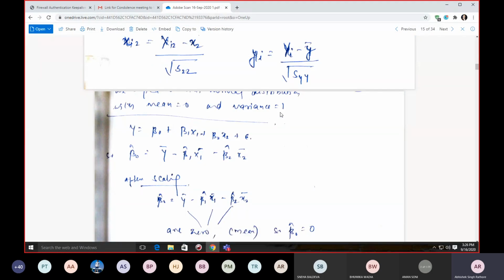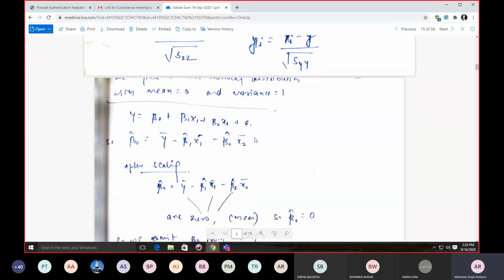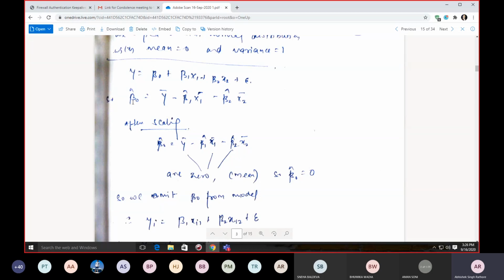Now again, going for this equation, this is y equals to beta naught plus beta 1 x1 plus beta 2 x2 plus epsilon. So when we are trying to fit our model, we'll get our beta naught equal to y bar minus beta 1 hat into x1 bar minus beta 2 hat into x2 bar. So this is just an estimator of our beta naught.